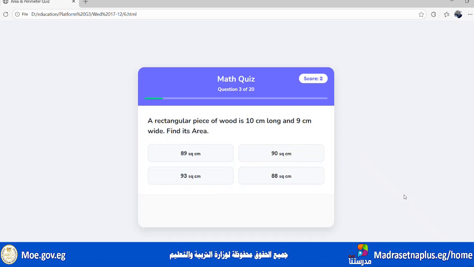A rectangular piece of wood is 10 centimeters long and 9 centimeters wide. Find area. Area equals what? Length times width. That means 9 times 10, 10 times 9, you are free. 10 times 9, it will be multiple of 10 and multiple of 9. Yes, 90. Good. A swimming pool is 8 meters long and 6 meters wide. Find its area. Area equals length times width. 8 times 6 equals 48.